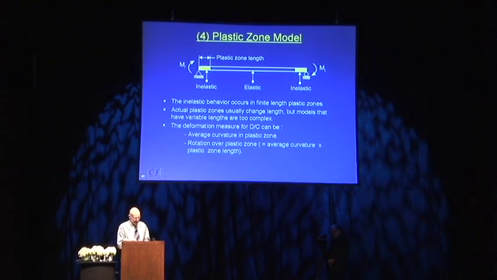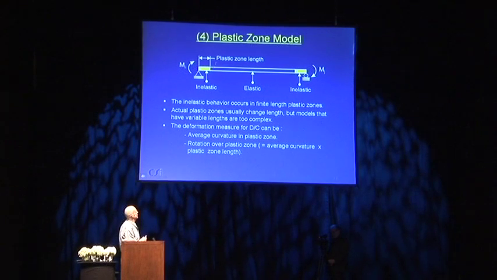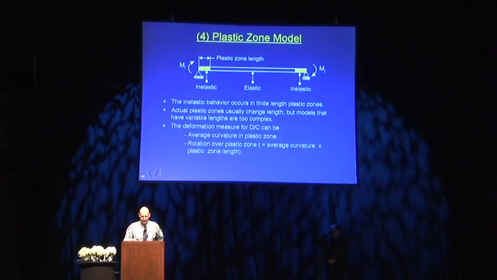Deformation measure. You can either consider the average curvature over the plastic zone, or you can consider the rotation that occurs within the plastic zone, a lot like a hinge rotation, and that's just the average curvature times the plastic zone length. So it's quite easy to calculate a demand capacity measure for this model.